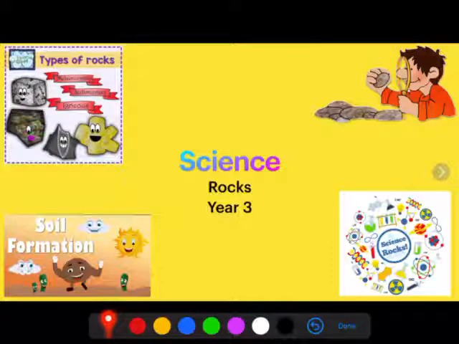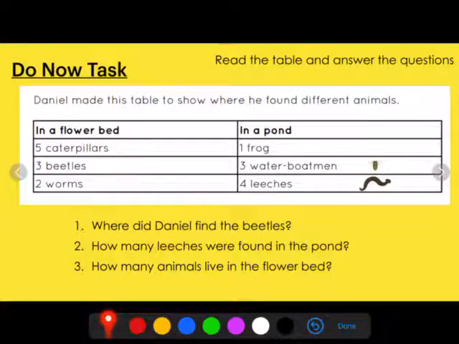Welcome to your science lesson for this week on rocks. Let's have a look at your do now task. I would like you to read the table and then answer the questions very carefully.